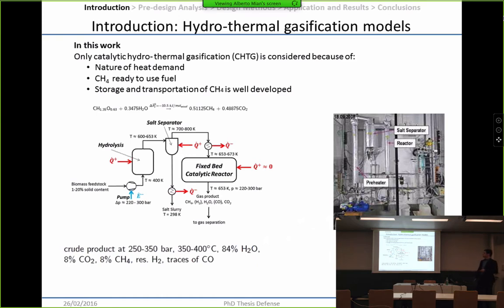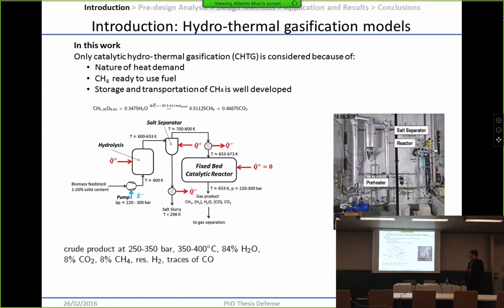The second reason was that the gas product is a methane-rich gas. So we have the ability to develop a technology that produces a ready-to-use fuel, for which the infrastructure for transporting, storing, and using this fuel is well developed.